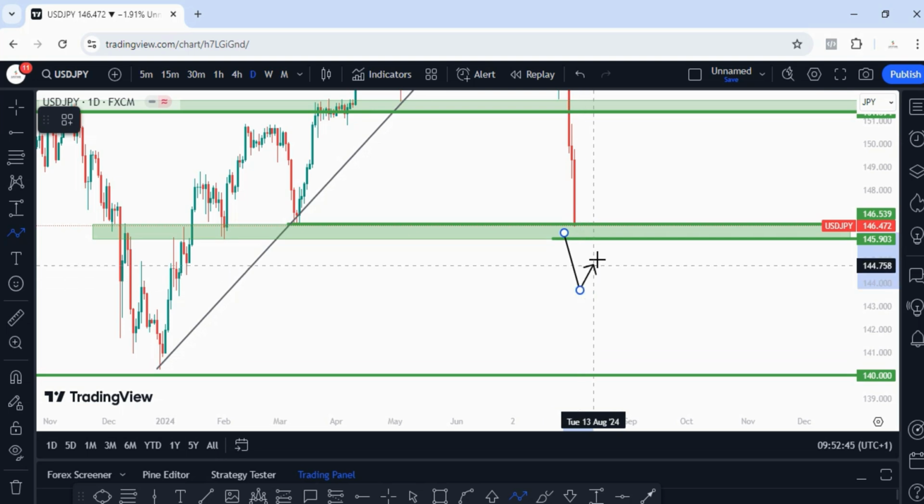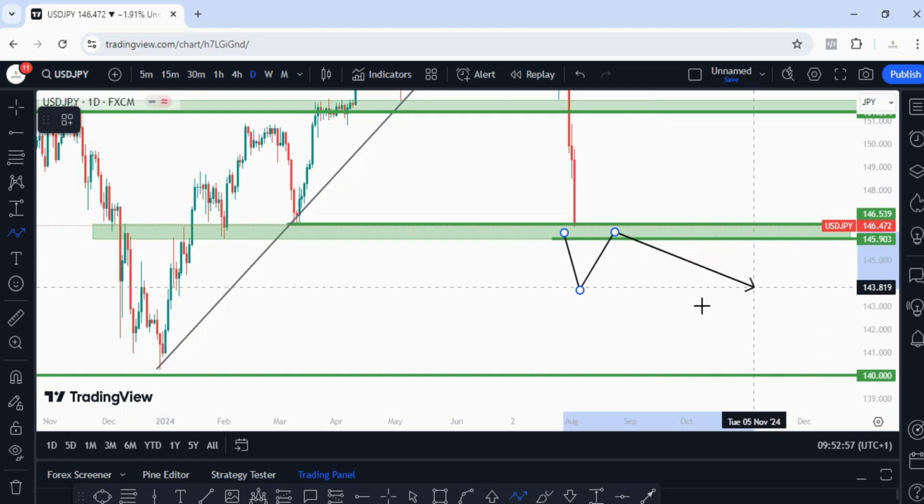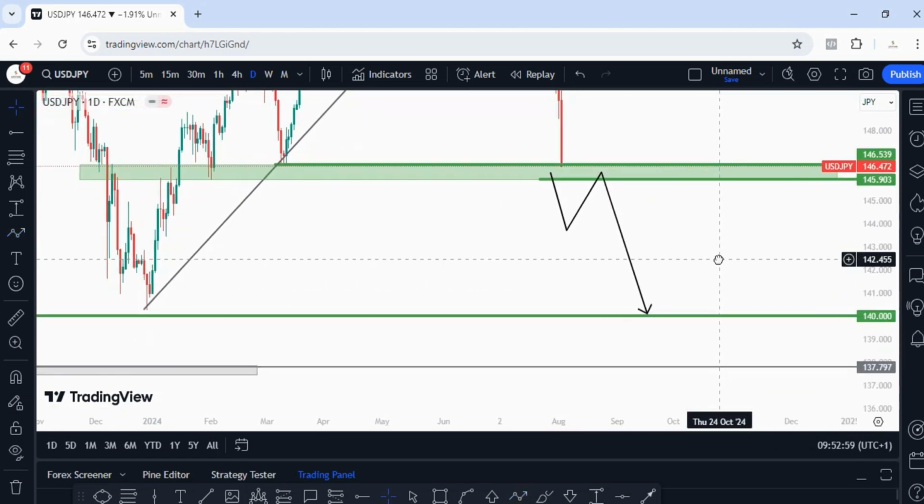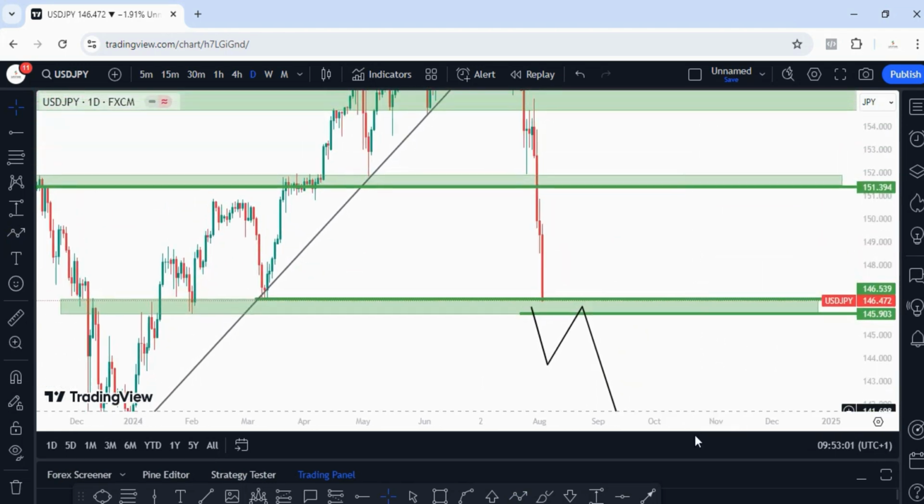All right, a solid break so that we can have a deeper retracement, then this is where I'll switch to the lower time frames like the 15 minutes time frame, you understand, to catch an entry with my stop loss above 146.539, and my target, swing target, will be 140.000.